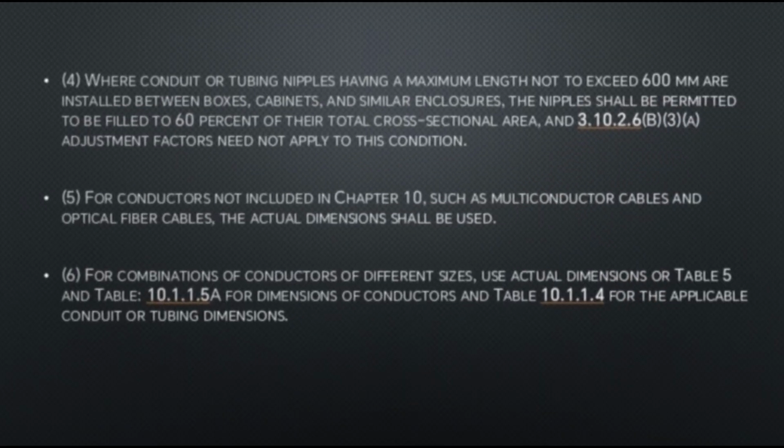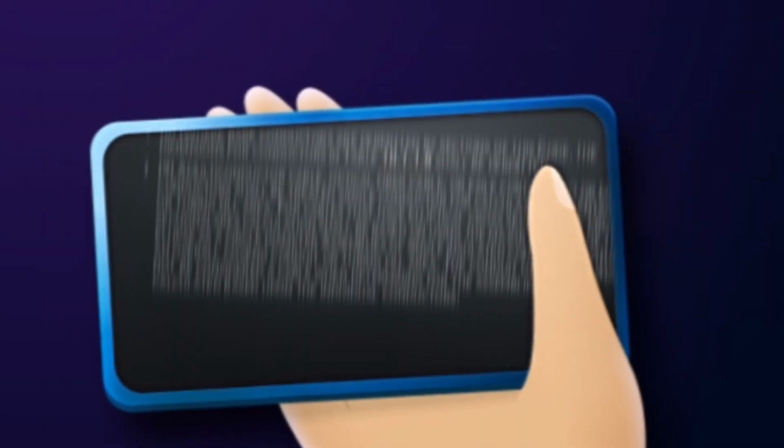Slide 5. Important notes on conduit fill, Part 2. Note 4. Short conduit sections, nipples under 600 mm, can be filled up to 60% of their area. Note 5. For special cables like multi-conductor or fiber optic, use their actual dimensions for calculations. Note 6. For mixes of different wire sizes, use actual dimensions from the provided table.